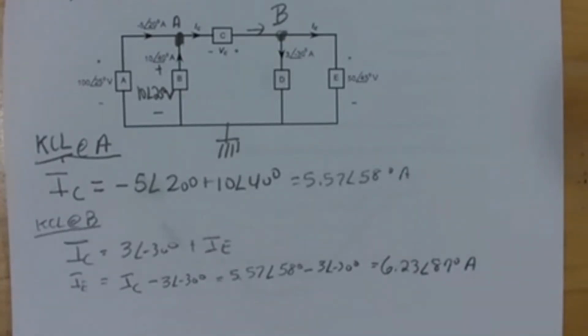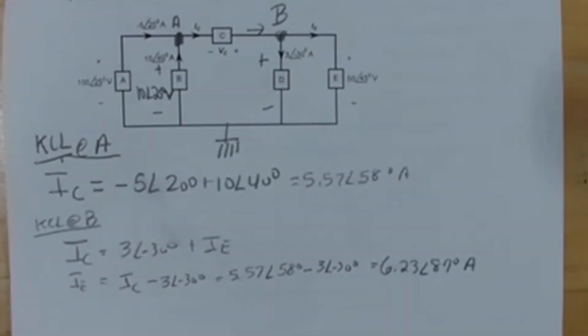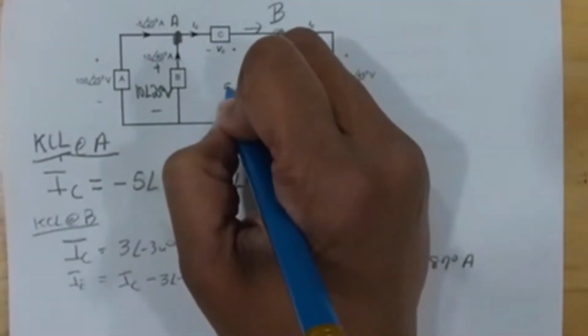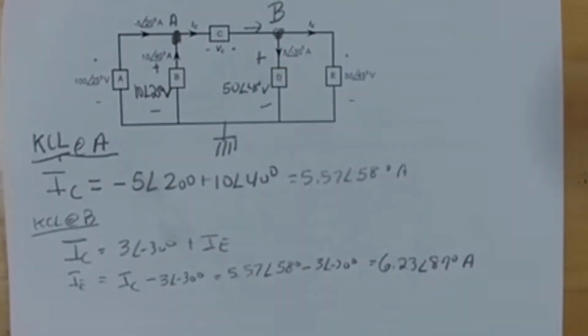All right, now we need to find some voltages. The first voltage I'm going to find is the voltage across D. D is in parallel with E, so the voltage across D is 50 with an angle of 45 degrees.